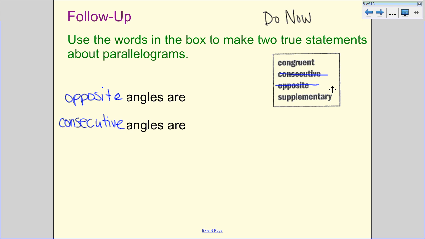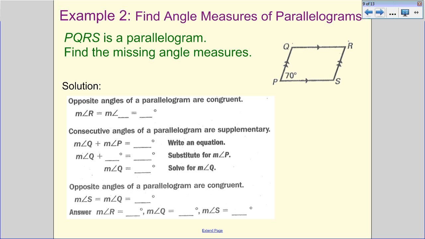All right, let's take a look at example 2. We want to be able to find an angle measure of a parallelogram. Because we know opposite angles are equal, and we know consecutive angles are supplementary, we should be able to find any angle and all angles in a parallelogram given just one angle. And so that's what they've done here. They've taken parallelogram PQRS, and they've given us angle P, which is 70 degrees.